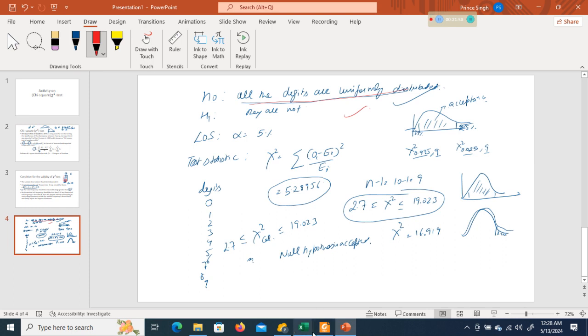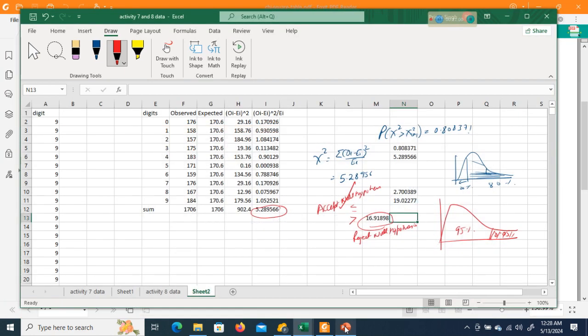I hope you understand how we can apply the chi-square test on data, how we calculate the observed frequency and expected frequency, and that the condition is that the sums of the observed frequency and expected frequency should be the same.